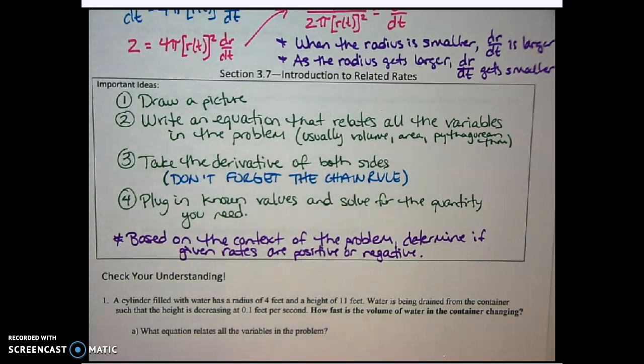A cylinder is filled with water, has a radius of 4 feet and a height of 11 feet. Water is being drained from the container such that the height is decreasing at 0.1 feet per second. How fast is the volume of the water changing? So what are we trying to find? How fast is the volume of the water changing? This is going to be your dV/dt, which is what you're going to find. I'd like you to pause the video, and then I'd like you to draw a picture of this and do at least part A.